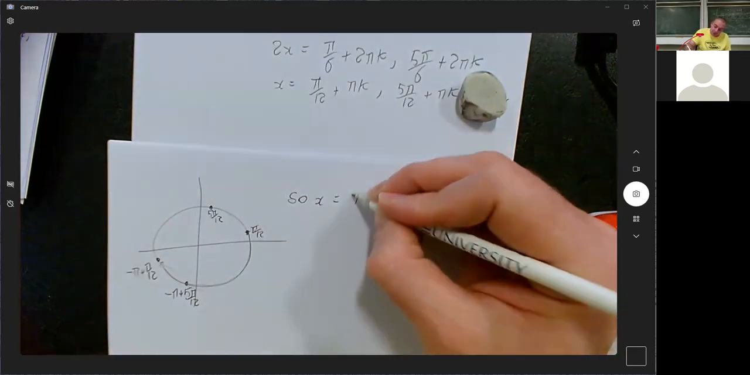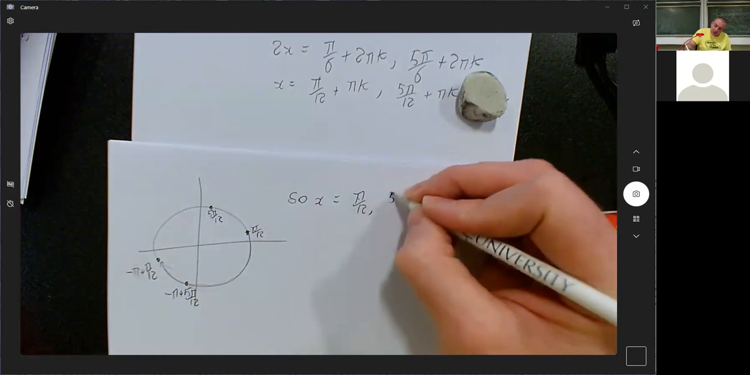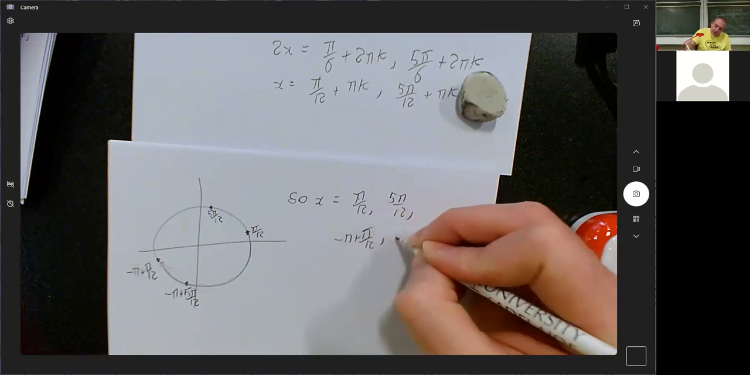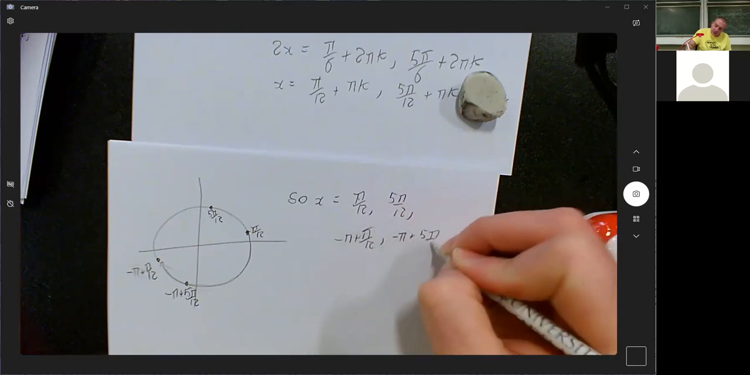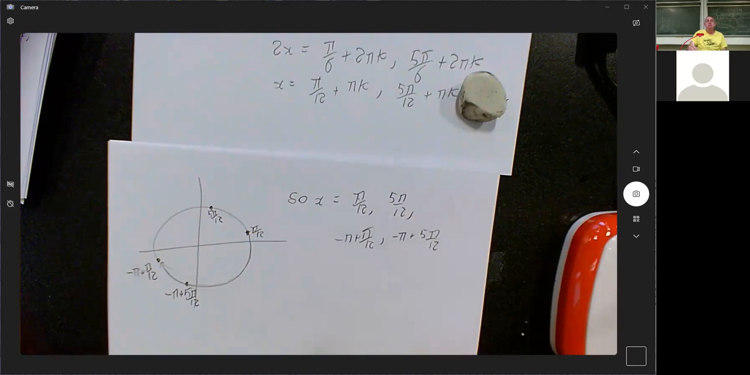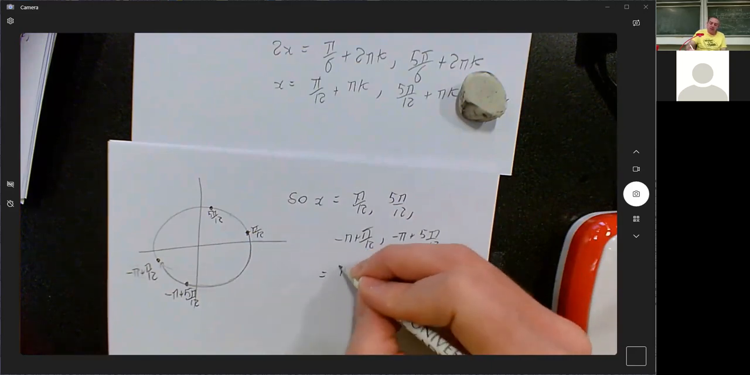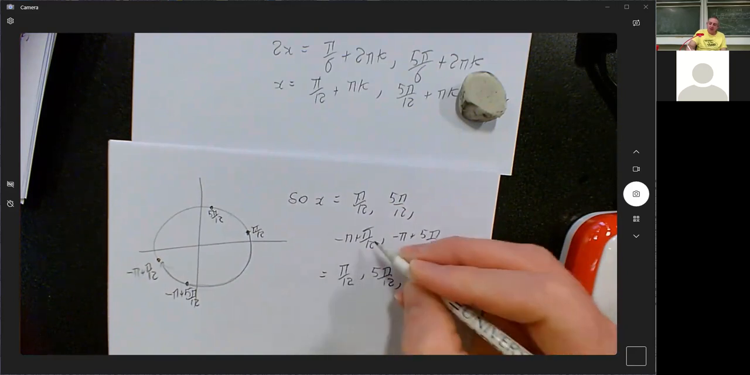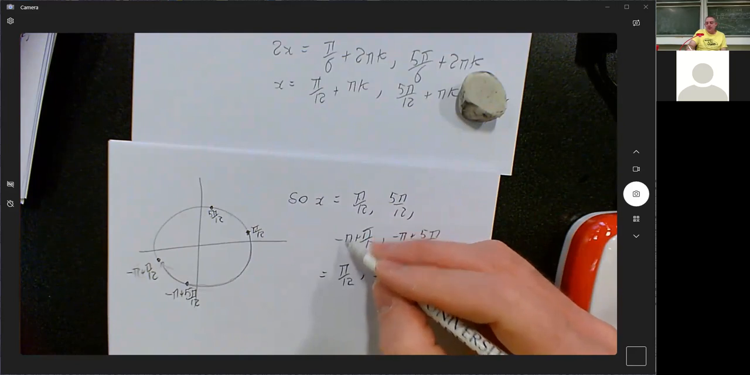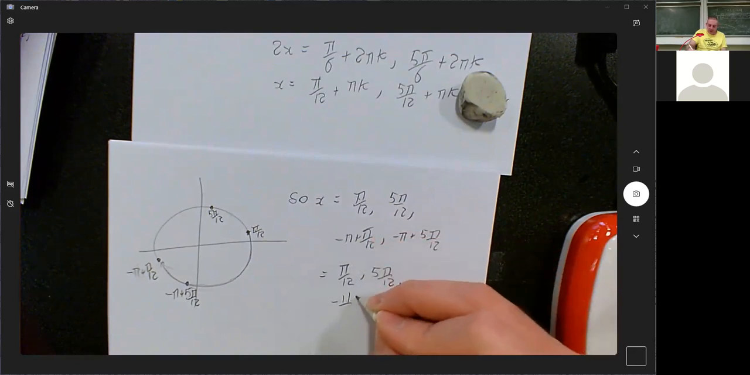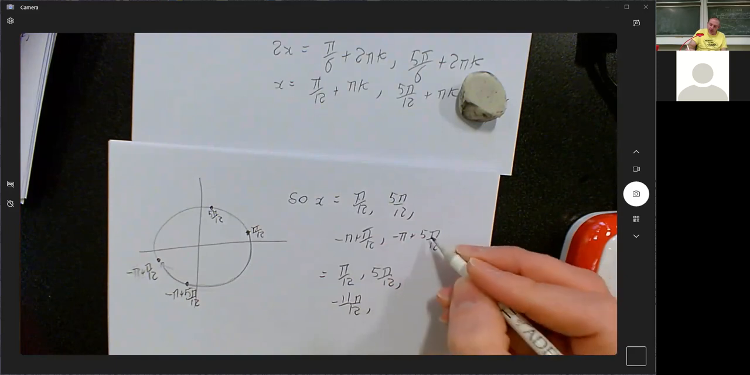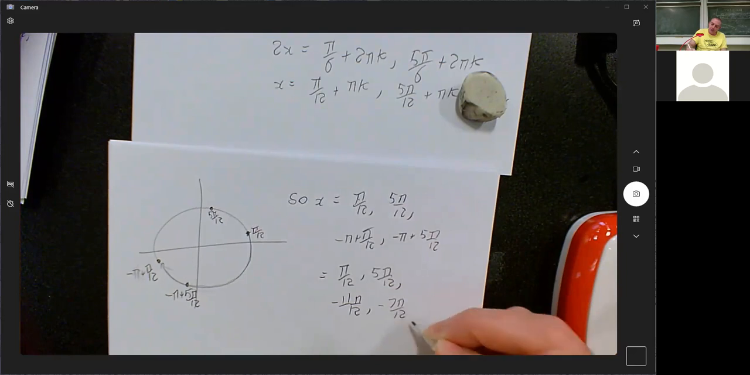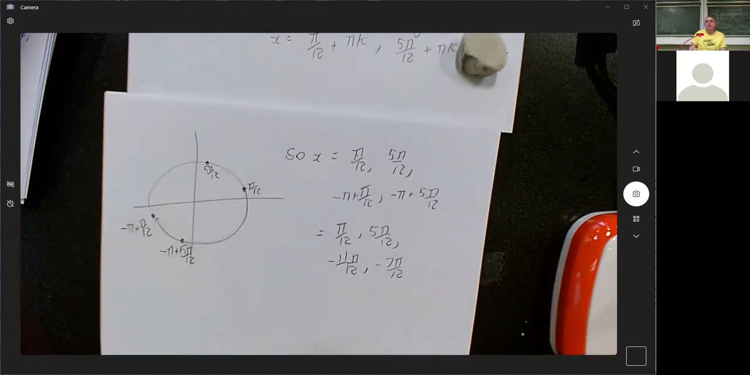So x is equal to pi on 12 and 5 pi on 12 and minus pi plus pi on 12 and minus pi plus 5 pi on 12. Whatever all of those answers are. I guess I could put them all in proper fractions if I want, I suppose. 12 minus 12 pi on 12, so that's minus 11 pi on 12. And 12 minus 12 plus minus 7 pi on 12. Cool, they're my 4 answers.